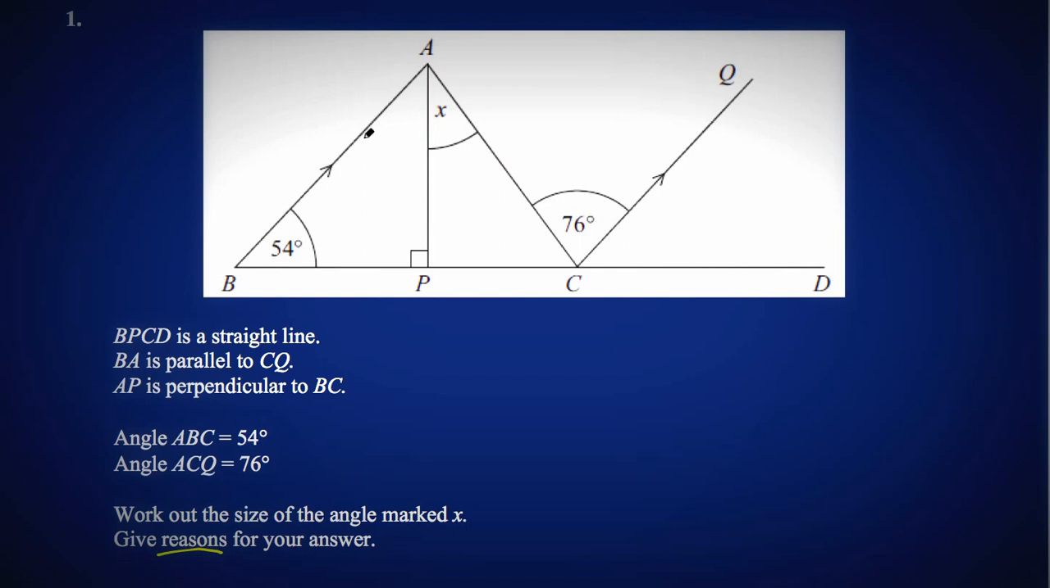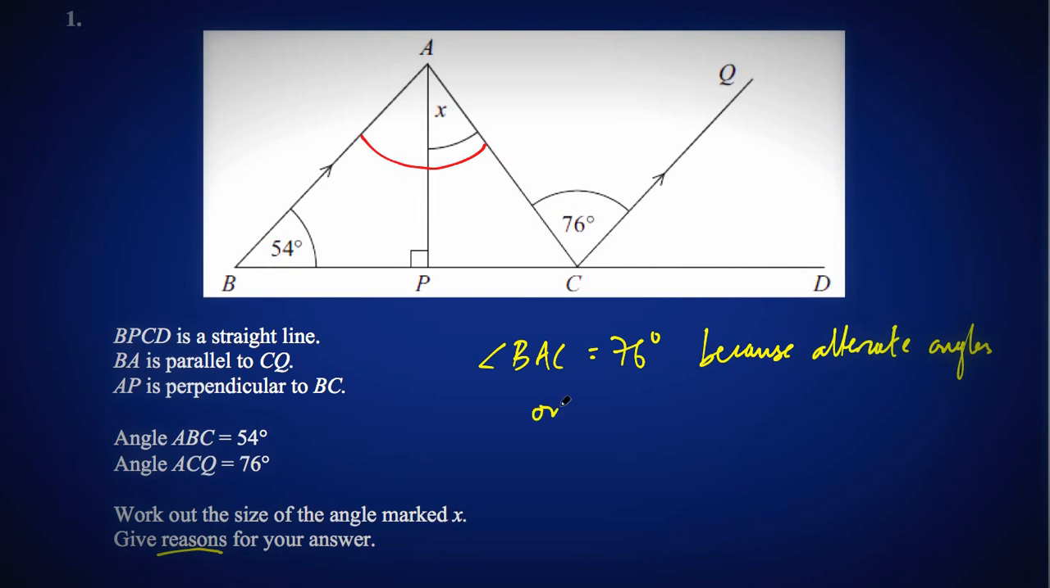So the way I'm going to do this is looking at this angle compared to this one here. Angle BAC equals 76 degrees because alternate angles on parallel lines are equal. And then I'm going to look at what we've got here. This angle here I can work out through the triangle, 180 degrees, and then this section here will be the remainder from the 76 degrees.